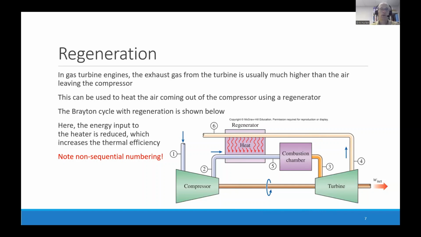Now, one thing that should be noted about this diagram is the non-sequential station numbering. 1 goes into the compressor and 2 comes out, while 3 goes into the turbine and 4 comes out. This is the same as the regular Brayton cycle seen previously. However, now that the regenerator is added, we have the station 5 between stations 2 and 3. This numbering system is useful to compare to the previous Brayton cycle since 1, 2, 3, and 4 all line up. However, what is usually done in practice is to have sequential numbering.